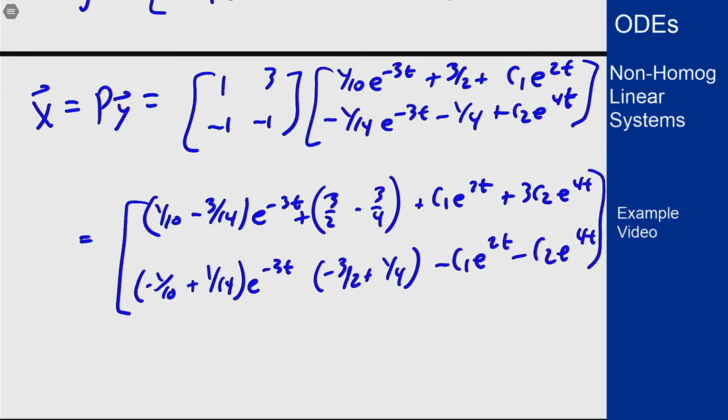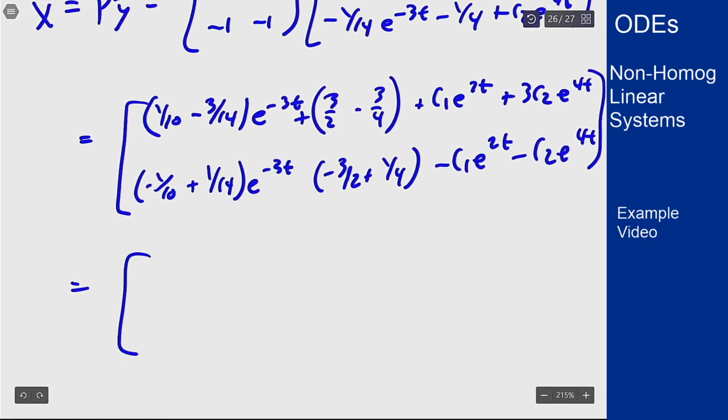We can simplify out these expressions here. For the coefficient, 1/10 is 7/70ths. 3 over 14 is multiplied by 5 is 15, so 7/70 minus 15/70 is negative 8. Negative 8 over 70 e to the minus 3t. 3/2 minus 3/4 is 3/4.